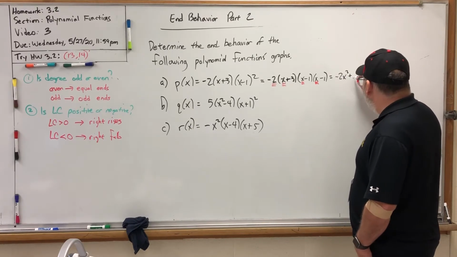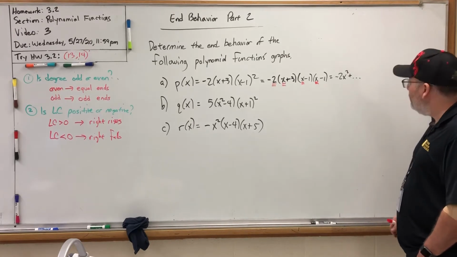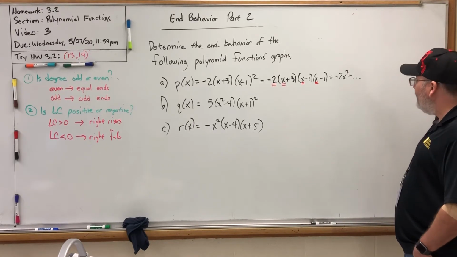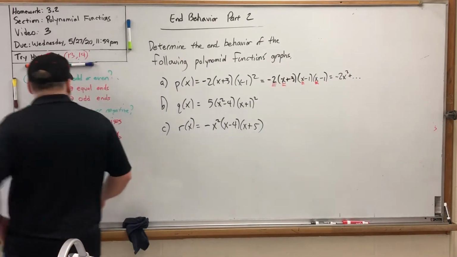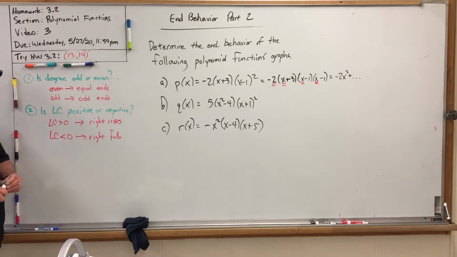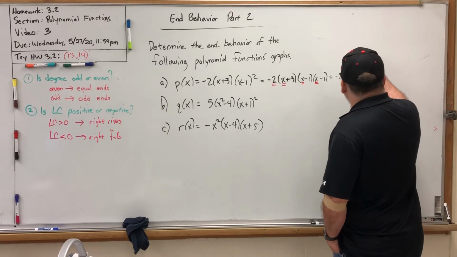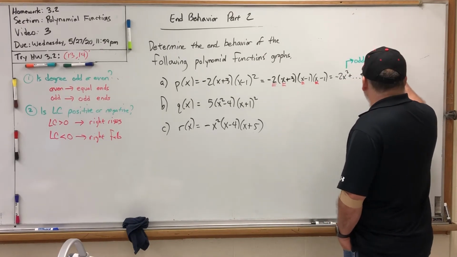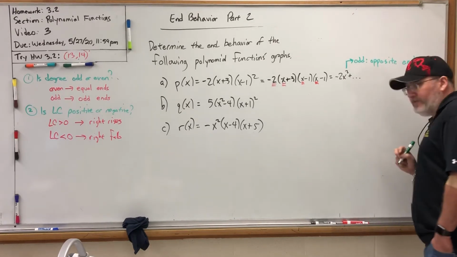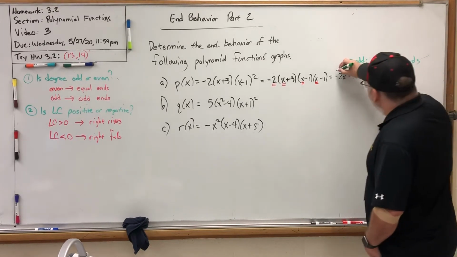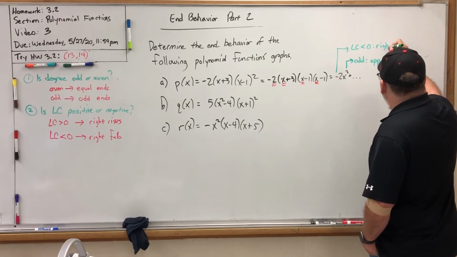Now, what comes after that? Don't know, and frankly, don't care if all I'm looking for is the leading term. And now that we have the leading term of negative 2x cubed, we can analyze it properly. Remember, the two questions you ask of the leading term: is the degree odd or even? The degree here is odd. And what that means is that we have opposite ends. Now you can think this, you don't have to write this, I'm doing it for instructional purposes. And the leading coefficient is negative. That means that the right falls.